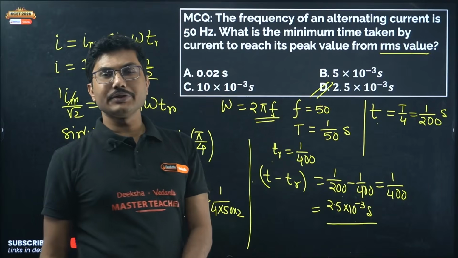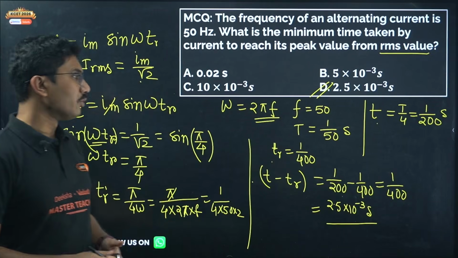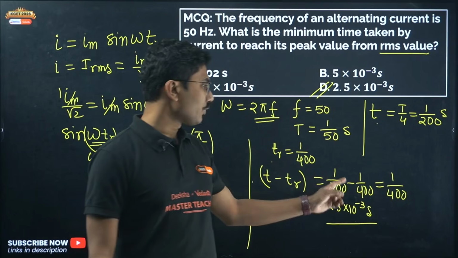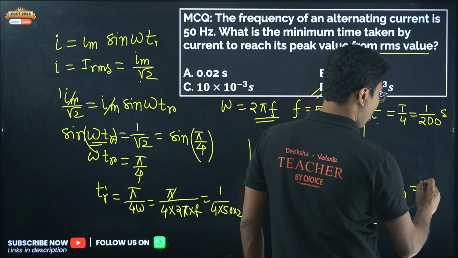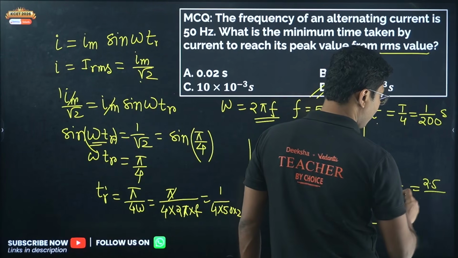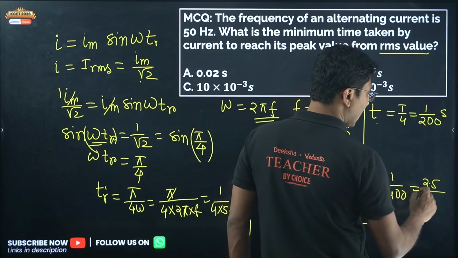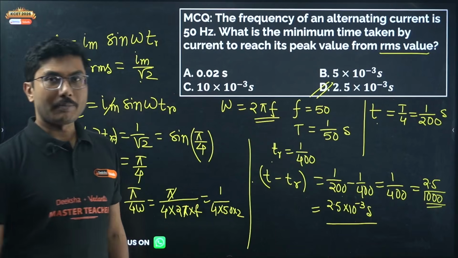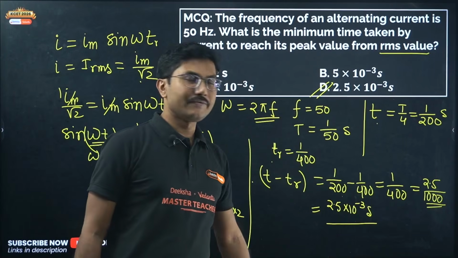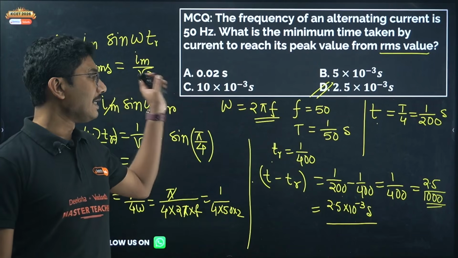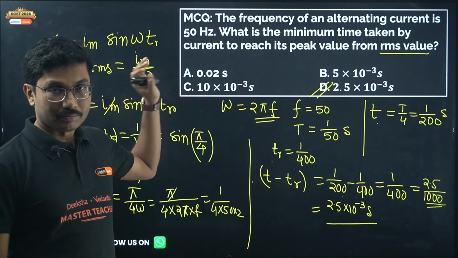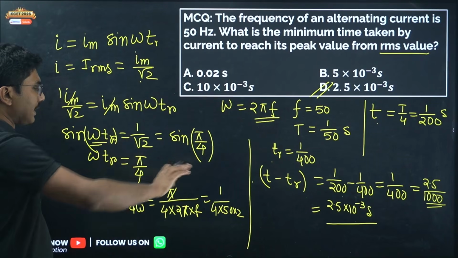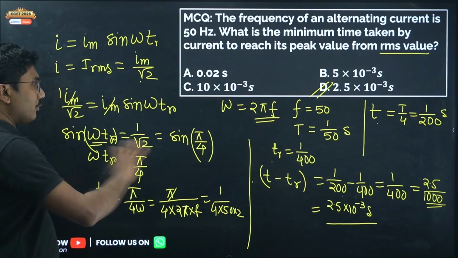Now, these calculations you have to learn how to do. 4 times 2.5 is 10, so that's why we multiplied 2.5 on top and bottom. 4 into 2.5 is 10, and 2 more zeros means it will be 10 to the power of minus 3. So it takes 2.5 into 10 to the power of minus 3 seconds to reach from its RMS value to its peak value.